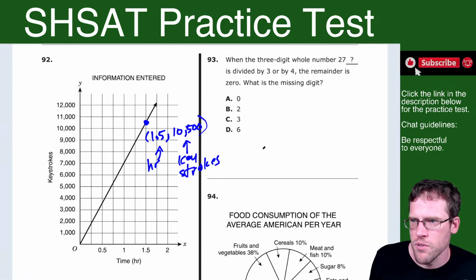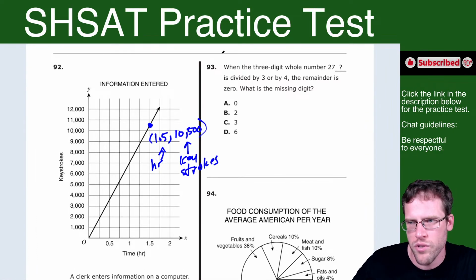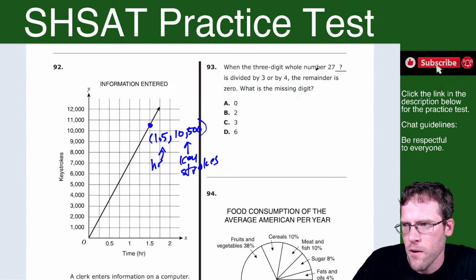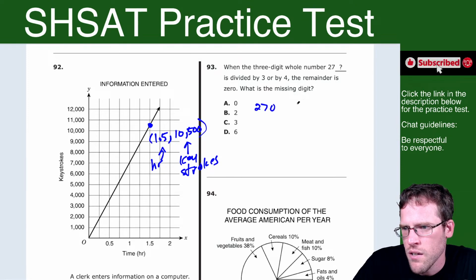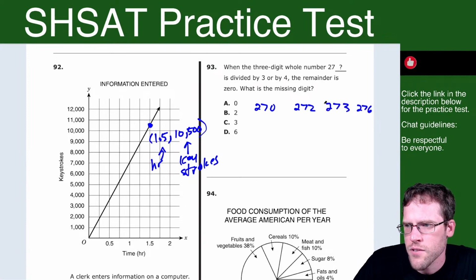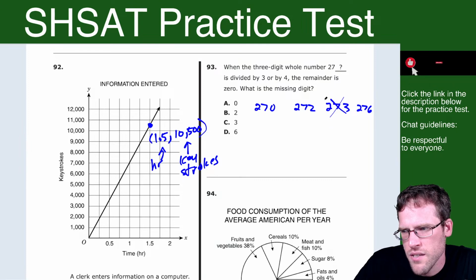All right. Oh, back to numbers. Here we go. Yeah, I kind of like when you get a little break from these very wordy questions. So when the 3-digit whole number 270 blank is divided by 3 or 4, the remainder is 0. What is the missing digit? Okay, so this number has to be divisible by 3 and 4. Well, 0 doesn't. I guess you could just go trial and error, like 270, 272, 273, 276. So I could eliminate 273 right away because it's not even, and 4 will not divide into this because it's not even.